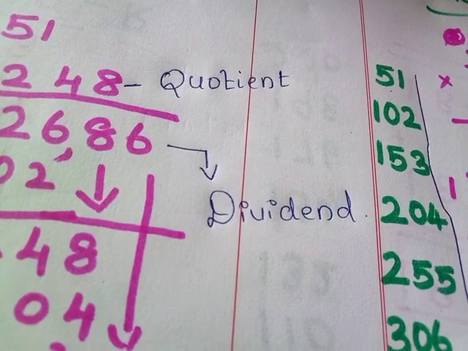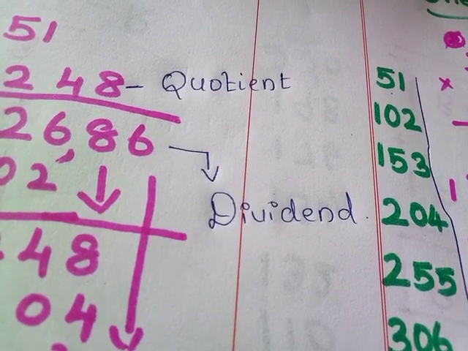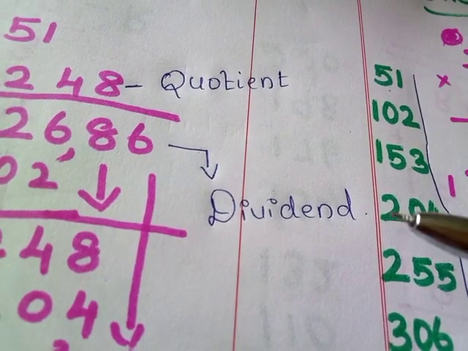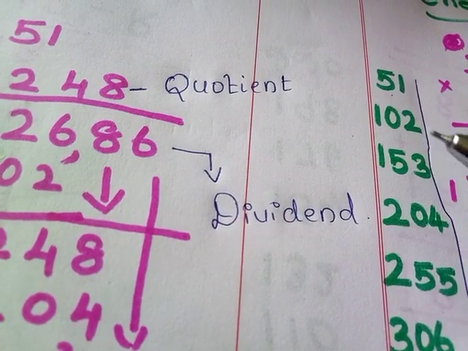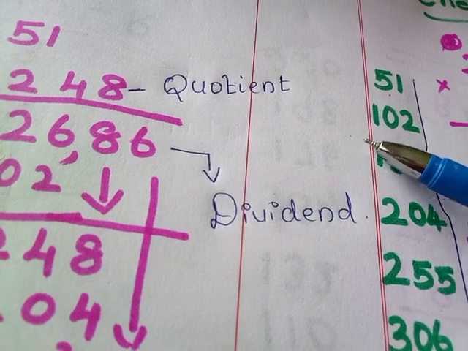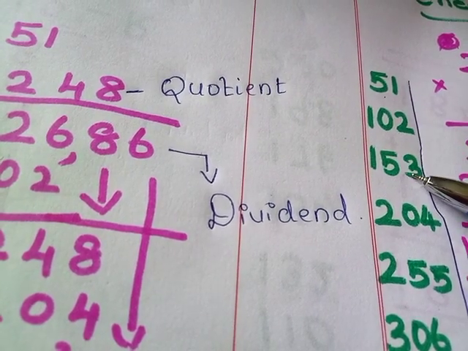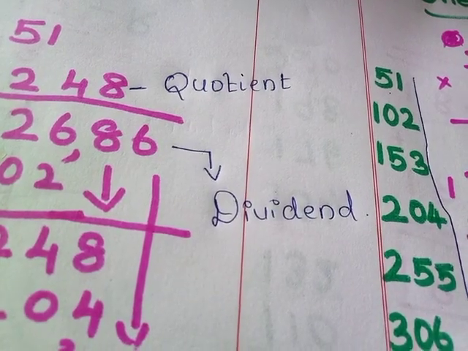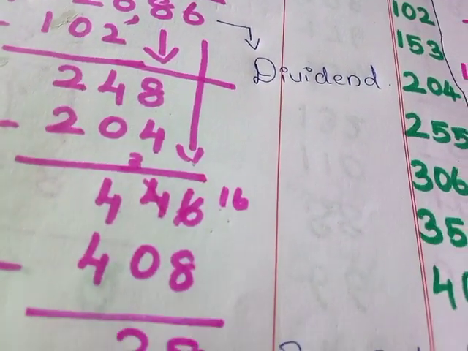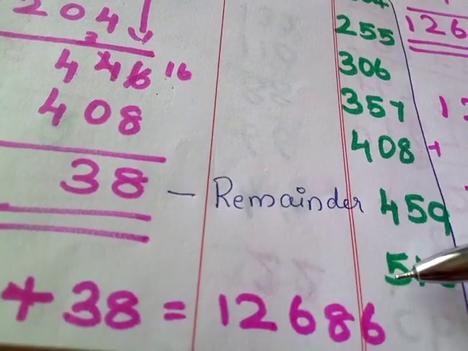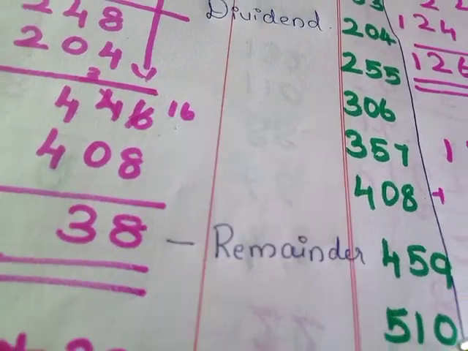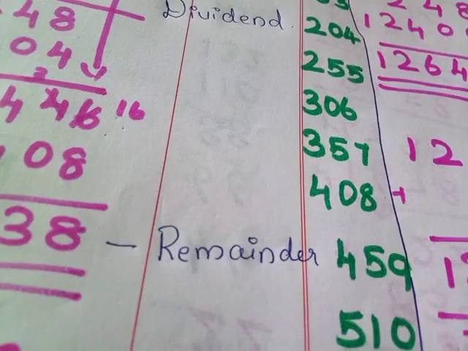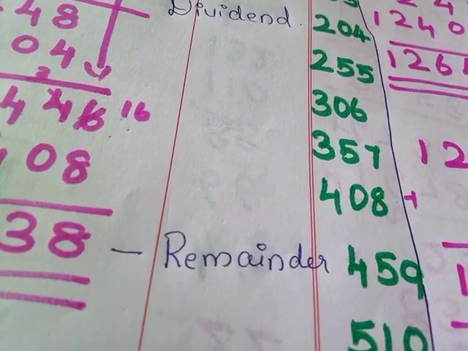How to get this? Multiply 51 by 1, then 51 by 2, 51 by 3, or either you can add 51 to each number. 51 plus 51 I get 102. Then 102 plus 51, 153. 153 plus 51, 204, etcetera, till 51 into 10 you have to find. Till that you have to find the table and keep it ready. That will make your division easy.